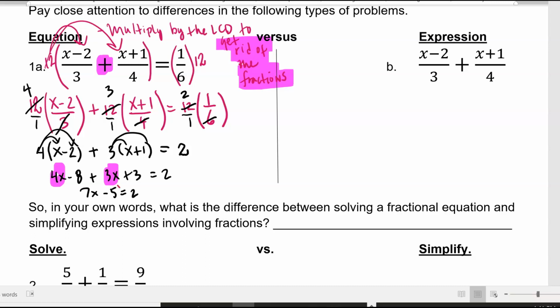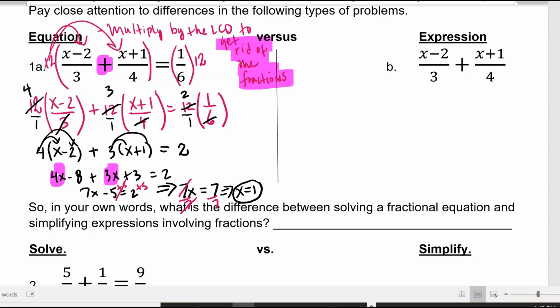Then what we're going to do is add 5 to both sides. That cancels. 7x equals 7. And then we're going to divide both sides by 7. 7 divided by 7 is 1, so that cancels out, as we say. x equals 1 is the final answer.